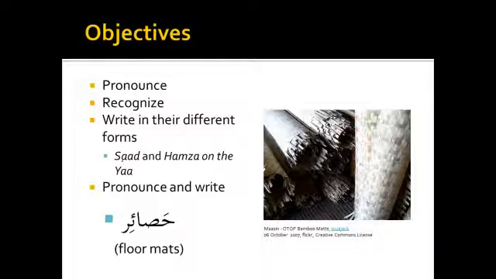So in this lesson, we have four main objectives. The first is to pronounce the Saad and the Hamza on the Ya correctly. The second is to recognize the Saad and the Hamza on the Ya in their four positions and in an Arabic word. The third objective is to write the Saad and the Hamza on the Ya in their different positions. And the fourth is to pronounce and write the Saad and the Hamza on the Ya in a word. And the word that we have for today is hasair, which means reed mats or floor mats.